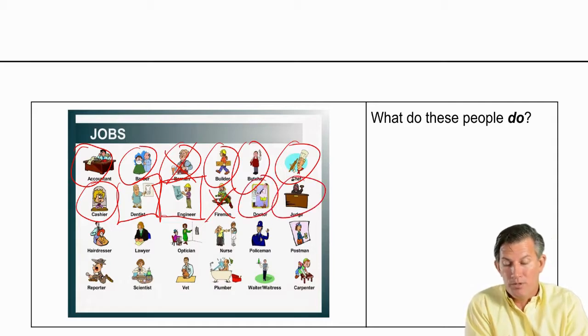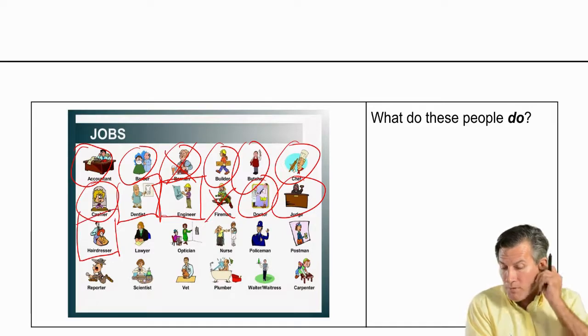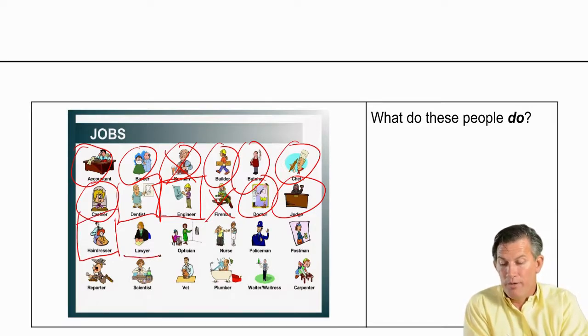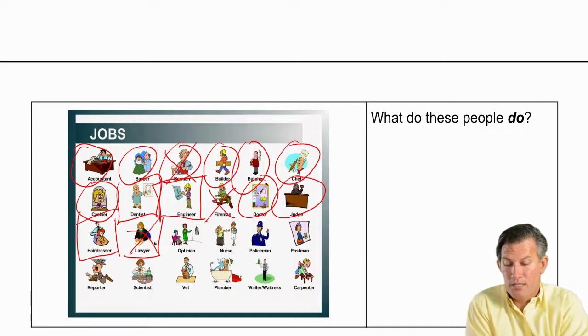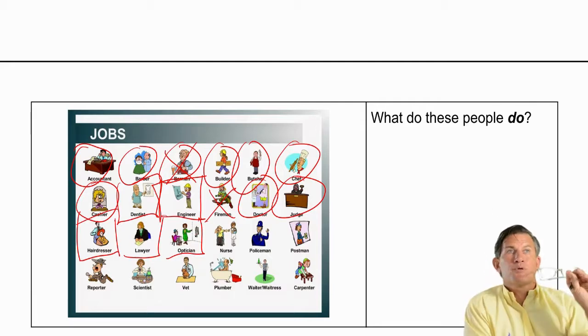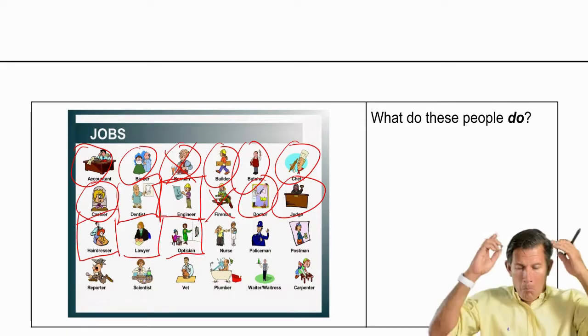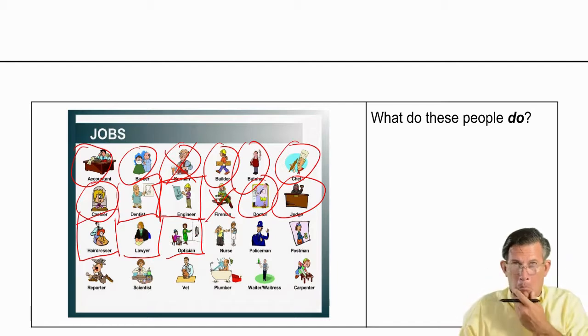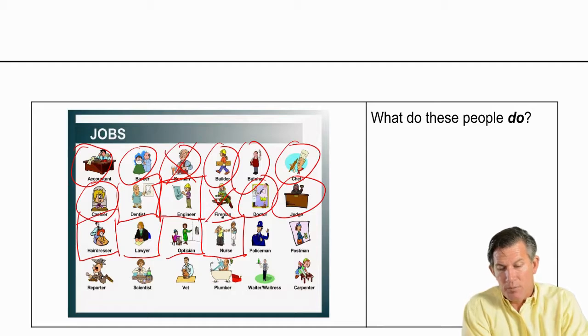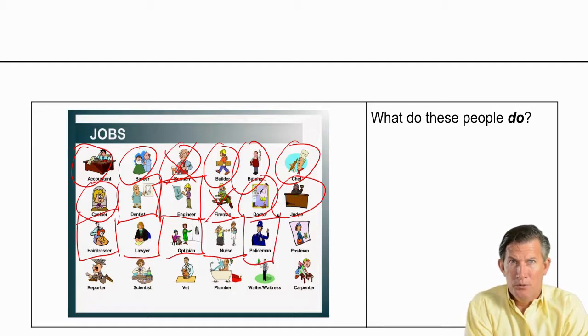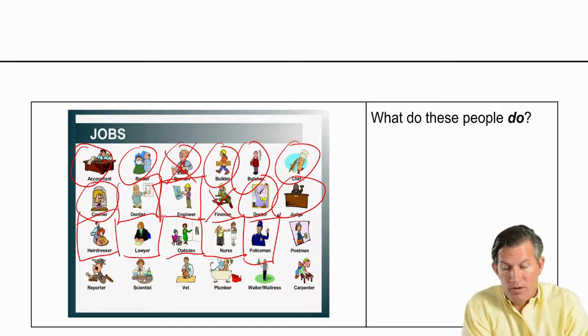A judge judges people. Just joking. He interprets the law. A hairdresser dresses people's hair. They cut hair. A lawyer lies. He practices law. An optician is someone who gives you spectacles and eyeglasses, right? So what is this? A nurse does the doctor's job. Helps the doctor. A policeman follows the law, usually. Is supposed to follow the law and enforce the law.